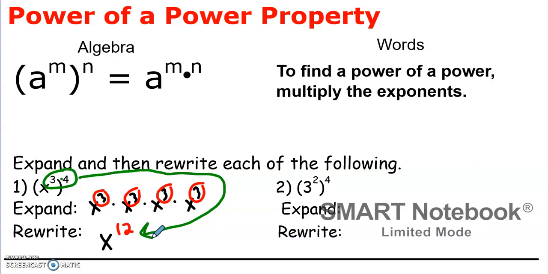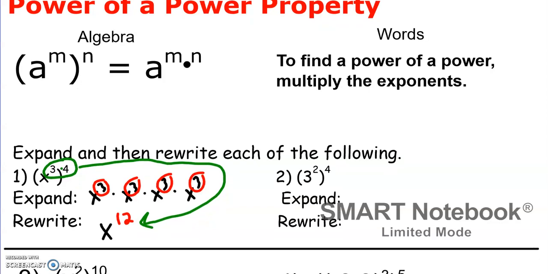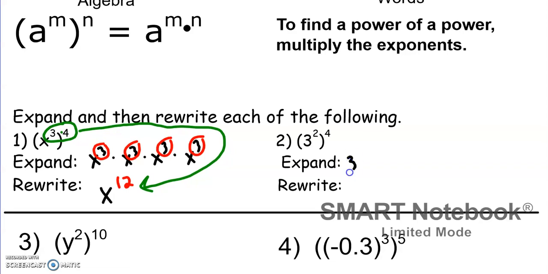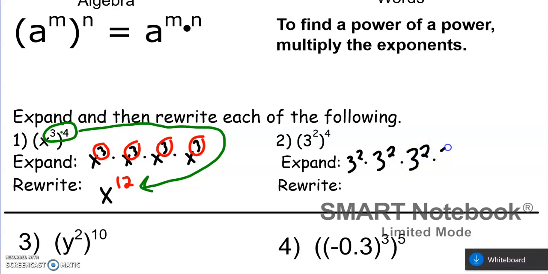Over on your right-hand side, example number 2 says we have 3 squared raised to the 4th power. So I'm going to do exactly what we did before. I'm going to rewrite it as 3 squared 4 times. So now we add the exponents because it's the same base getting multiplied. And we have 2 plus 2 plus 2 plus 2, which is going to give me 8.